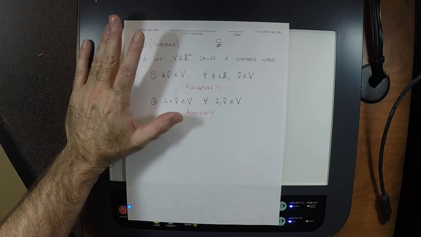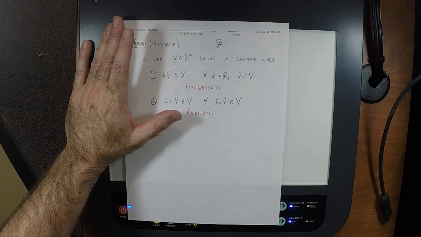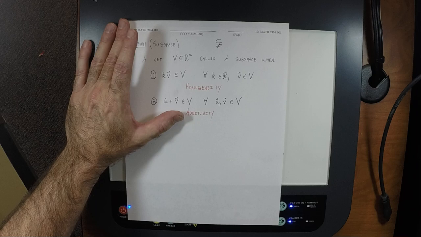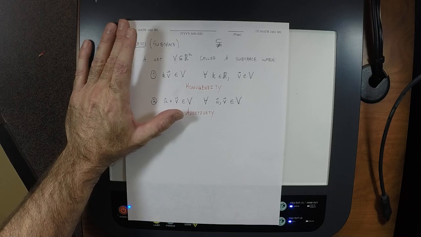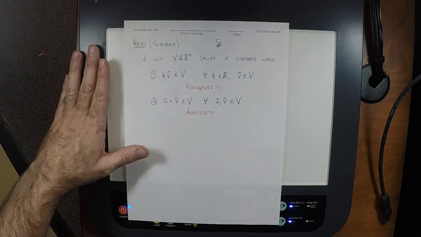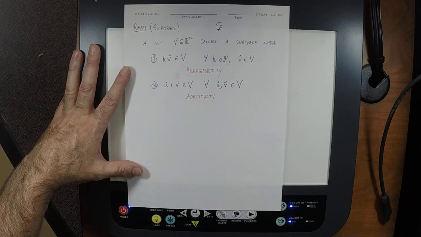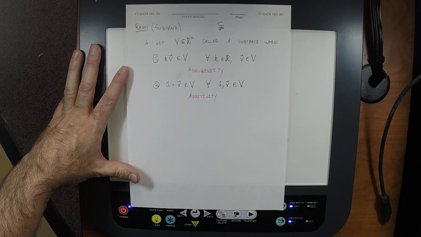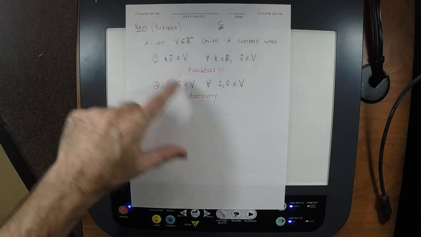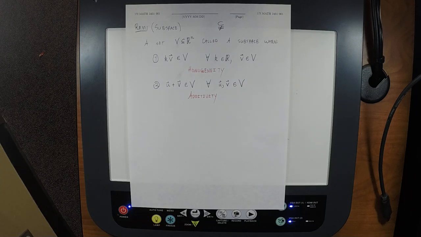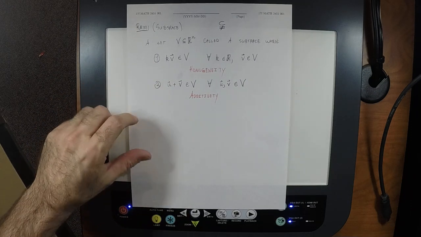That would mean a strict subset, in the sense that, for example, the naturals are a strict subset of the reals. But the reals are a subset of the reals. Yes? Can we also call those closure over multiplication? You can, but it's useful to know these names because these are the names that get used elsewhere. So this is the homogeneity property, and this is the additivity property.